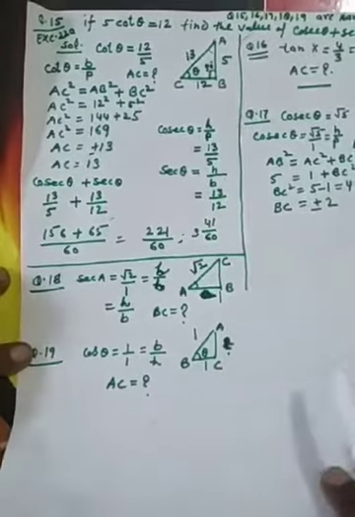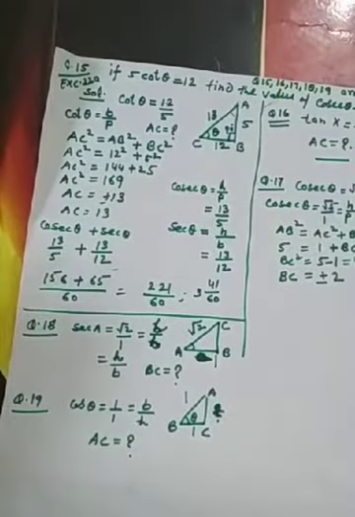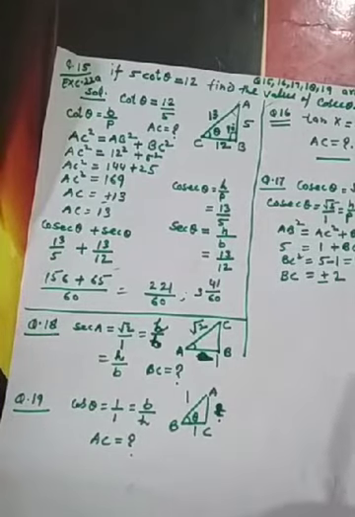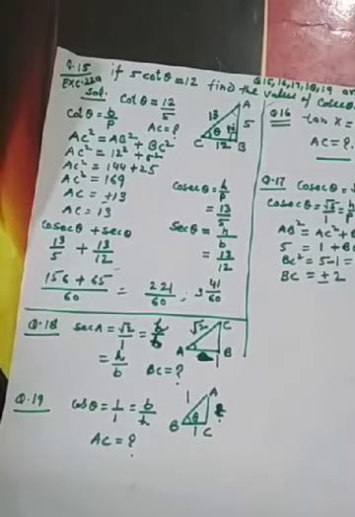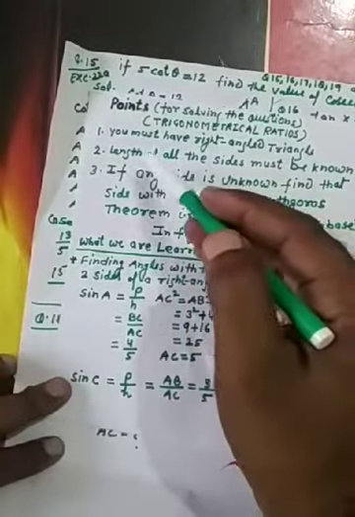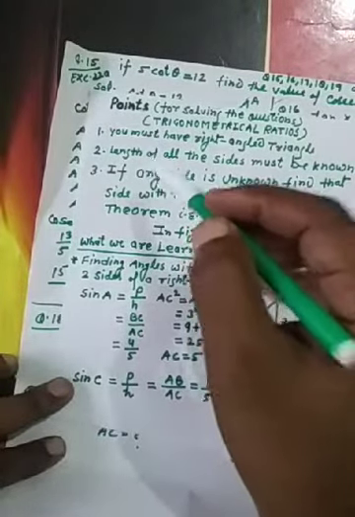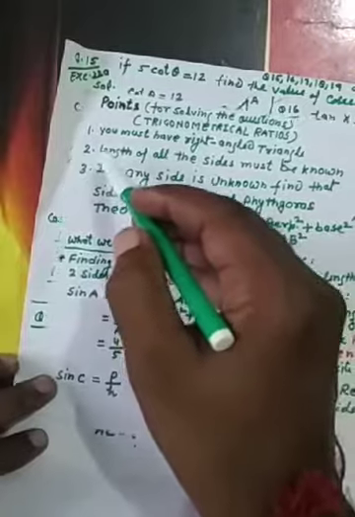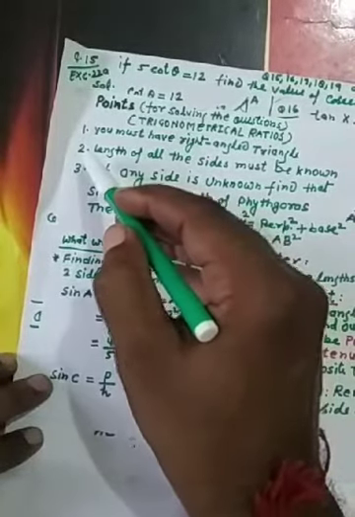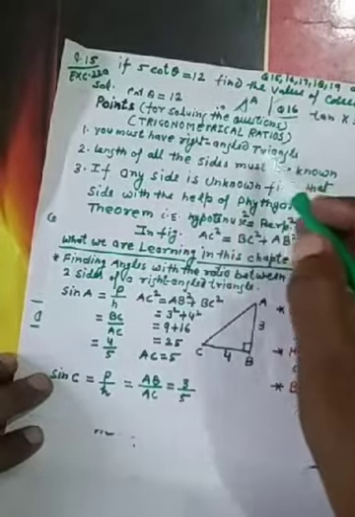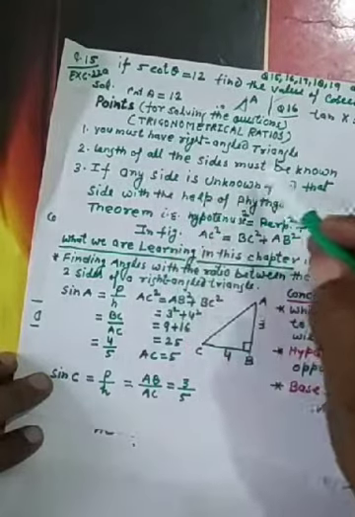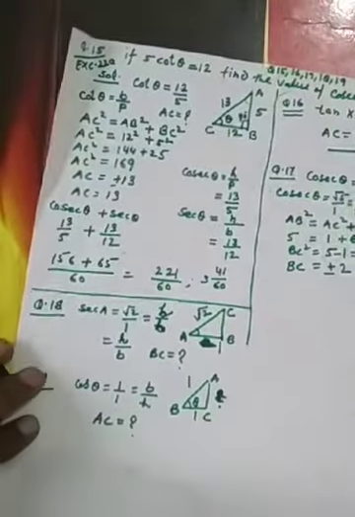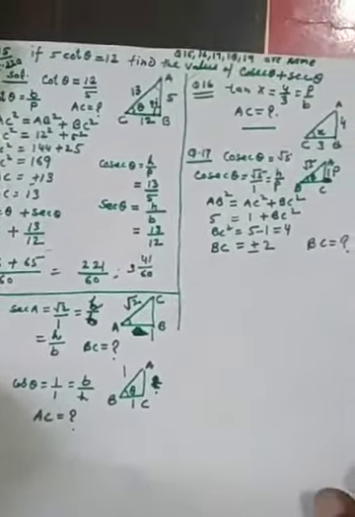What is important, again I am telling you, is that when you are doing the question, first you have to draw a right angle triangle. Then number 2, mention the angle. As I taught you in this lecture, you must have a right angle triangle. The length of all the sides must be known. If any side is unknown, find it with the help of the Pythagoras theorem. So okay, thank you.